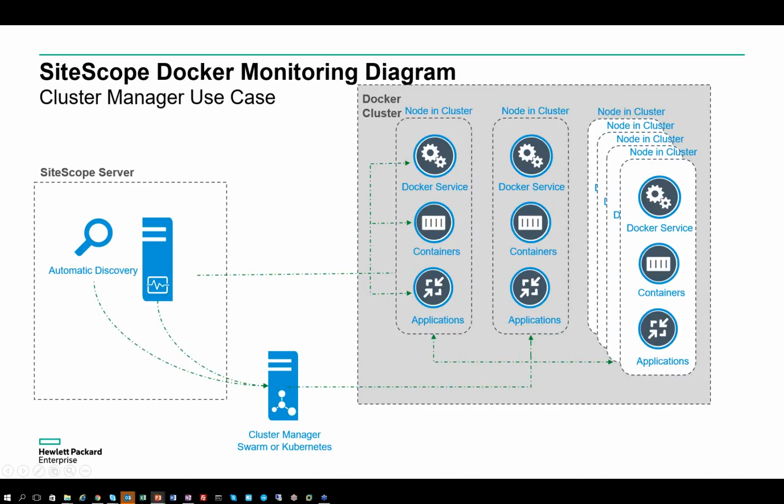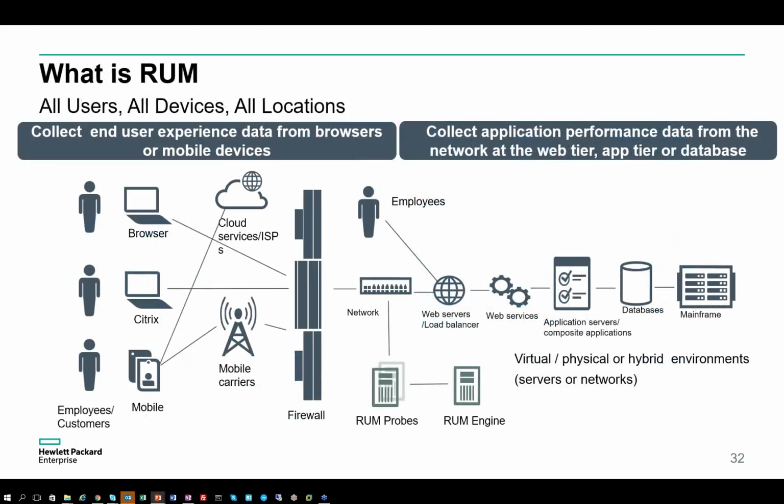Okay, so we talked so far about SiteScope and BPM, things that we've also looked at in the past that are part of the APM solution. Let's look now at the third component of this APM solution, which is RUM. RUM stands for Real User Monitor, and we like to think about it as collecting data about all the users, all devices at all locations.